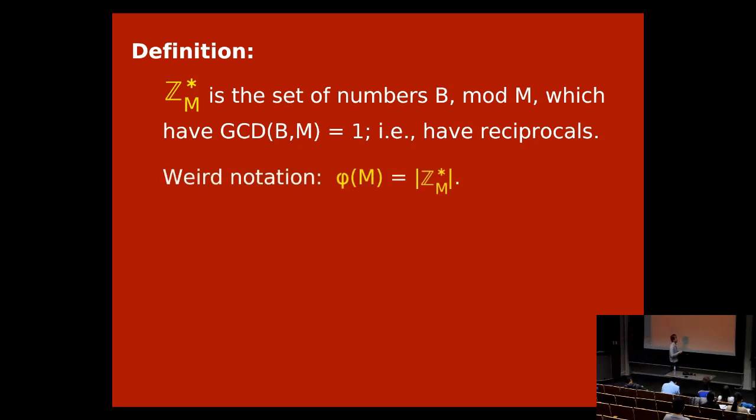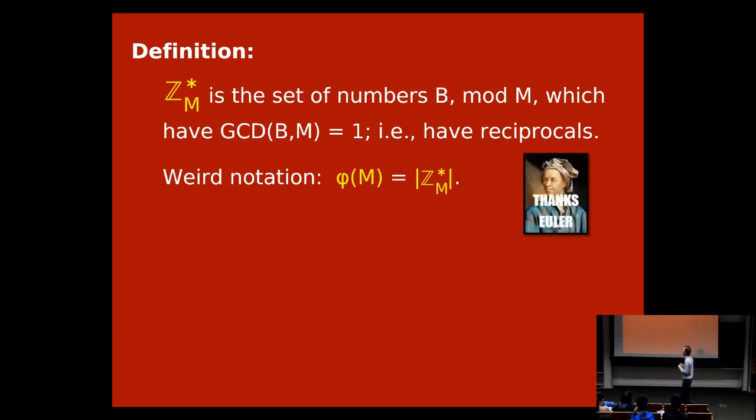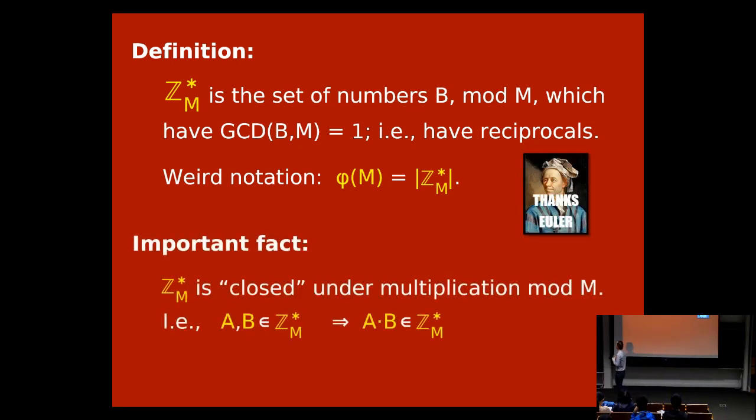There's this weird notation that I guess you'll have to learn. The cardinality of this set, the number of numbers between 0 and m with GCD 1, is written phi of m. I never remember how to pronounce this. Phi of m. Which is annoying. It's invented by this guy, Euler.